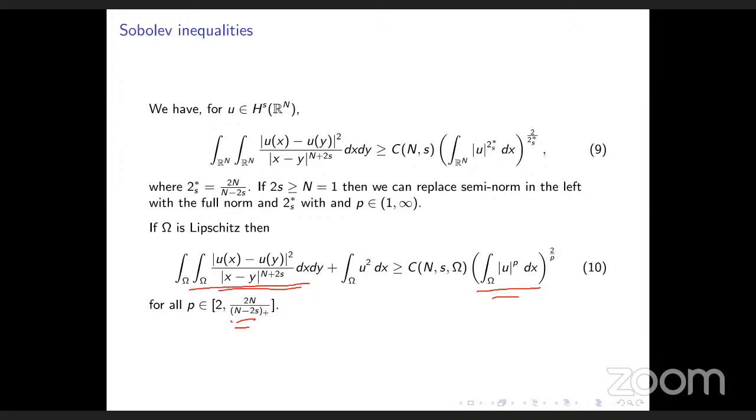So maybe there are domains. Here, in a sense, one needs some kind of extension property, domains which have the extension property, in order to use this inequality. But if omega is Lipschitz, it's fine. But there are open sets in which one does not have the Sobolev inequality, which means one has to be very careful when one applies it, or thinks that this is an immediate consequence of the inequality that happens in Rn.